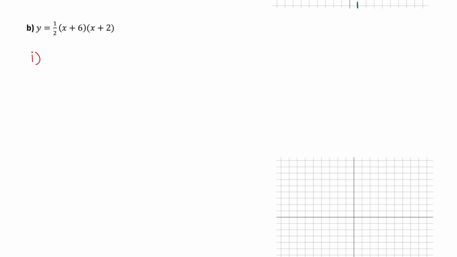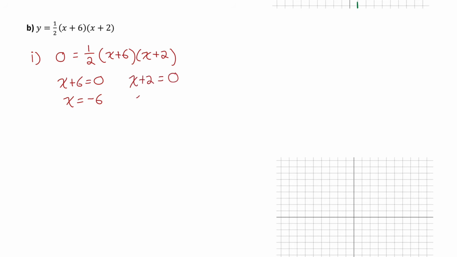This time our quadratic, still in factored form, is a product of a half times x plus 6 times x plus 2. Because it's in factored form, it would be easy to find the x-intercepts. I can just set the y-coordinate equal to 0, and then solve for what makes the product of those factors be 0. Factored form is great because it's easy to see what makes a product be 0. The product would be 0 if any of these factors were 0. Well, x plus 6 could be 0 if x was equal to negative 6, and x plus 2 could equal 0 if x was equal to negative 2. So the x-intercepts are at negative 6 and negative 2.